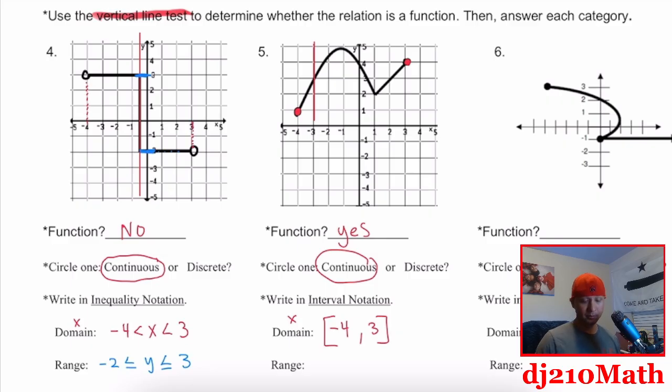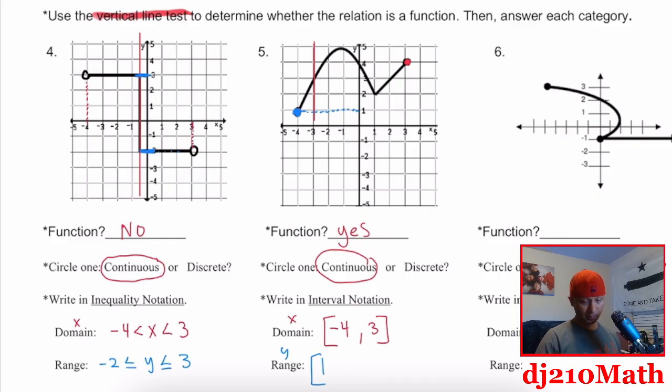The range, the y values. So the smallest y value is going to be -4. Oh, I take that back. Not -4, that's the x. It's going to be 1. 1 is the smallest y value, and it's a bracket.